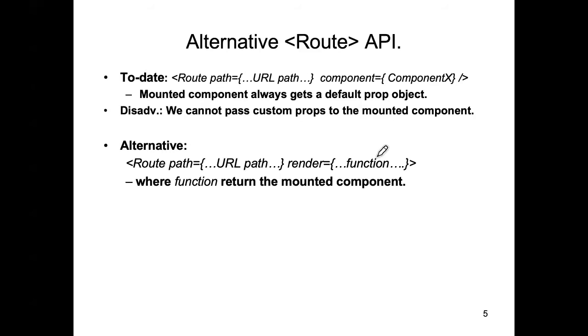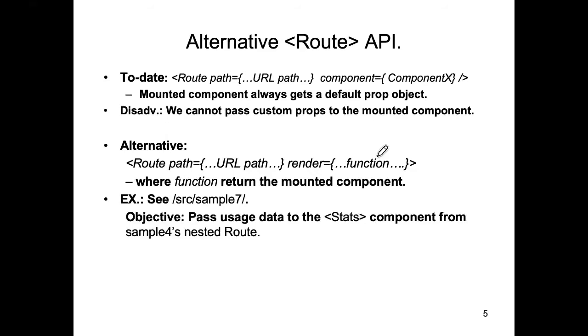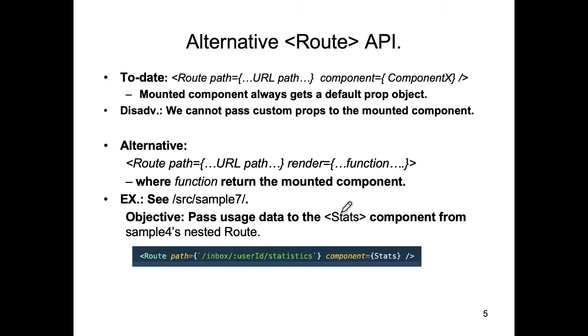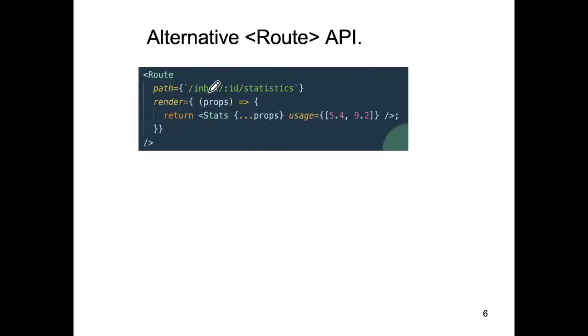I think we will see this in action in this week's lab as well, but by way of example, we're talking about sample 7. Unfortunately, sample 7 relates to sample 4, which we saw last week, but the essential aspect of sample 7 is there's a stats component. When I was using the stats component last week, I was using it in an entry like this. I wasn't passing any special props into it. But this week, I want to be able to pass some custom props into it. So this was the way I used it last week. This is how I'm going to use it this week.